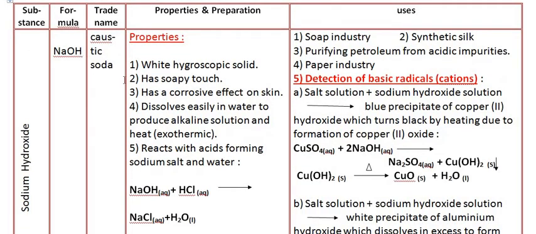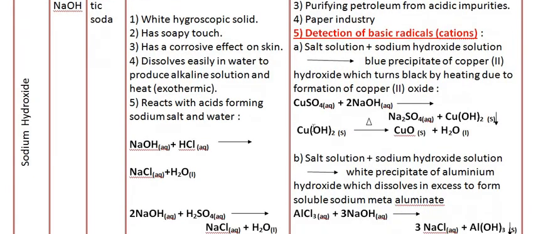Sodium hydroxide, which is called caustic soda, is a base. It is soapy to the touch and has a corrosive effect on skin. It is a white hygroscopic solid. Hygroscopic solid means a solid which absorbs water vapor from the atmosphere. These are the uses of sodium hydroxide. One of the uses is the detection of the basic radical.